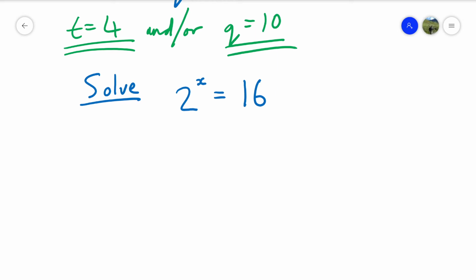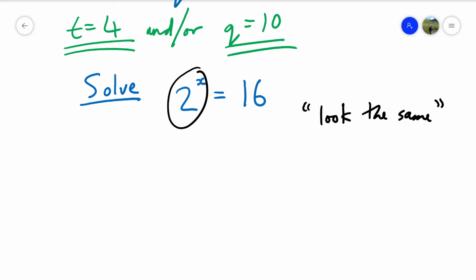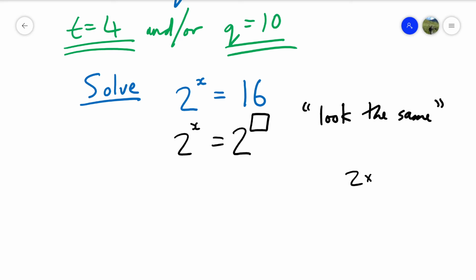The way I'm going to solve this is I'm going to use look the same. This is my approach where problem solving in maths is often good if you try and make things look the same. This thing on the left, I can't really change it. It's 2 with an x. So I wonder whether I can make the thing on the right look like 2 with a number above it. What number would go up here? 2 times 2 is 4, which means that x equals 4.